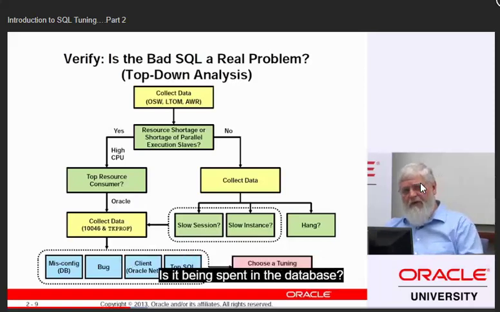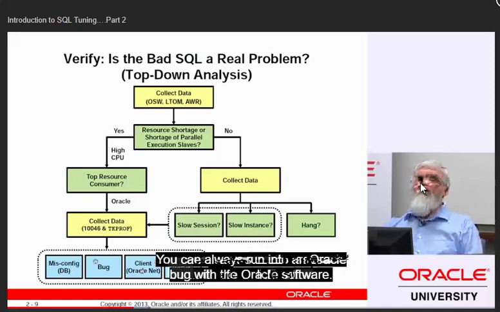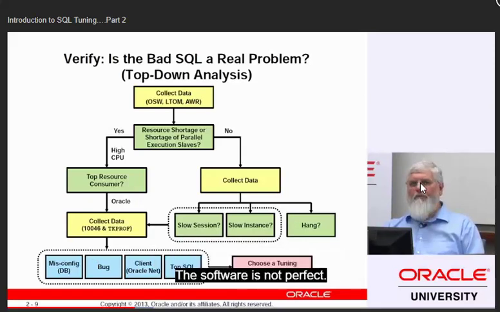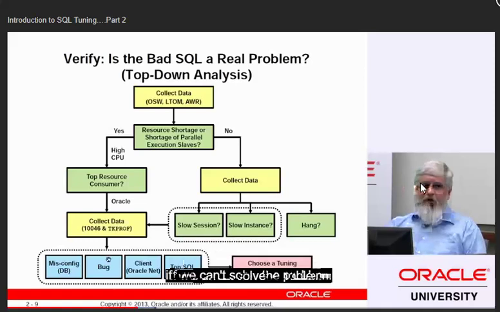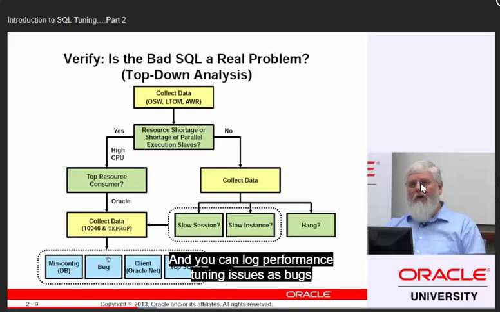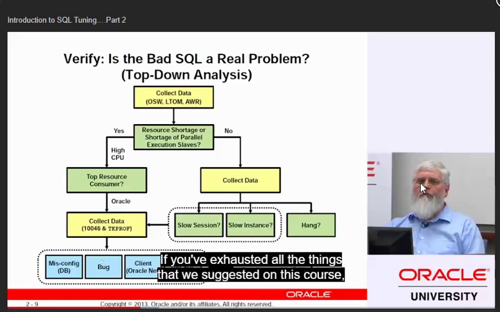You can always run into an Oracle bug with the Oracle software. The software is not perfect. We make it as good as we can, but we may have to eventually work with the DBAs to have a bug logged if we can't solve the problem. And you can log performance tuning issues as bugs to get Oracle Support's help. If you've exhausted all the things that we suggest in this course, that may be a good time to work with the DBAs and get an SR, a service request, logged in My Oracle Support.